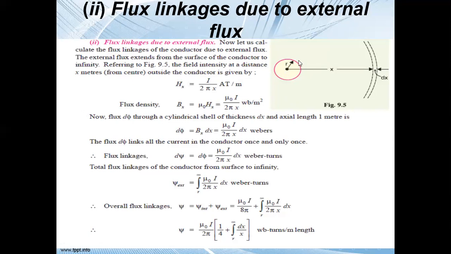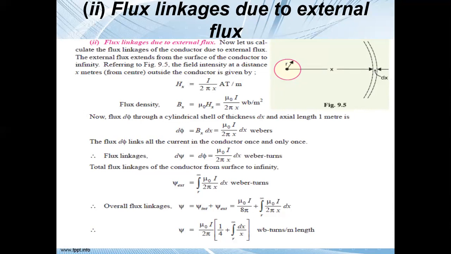a conductor of radius r, and we are considering, let us say, at a distance x, what should be the flux linkage of that particular conductor. So this is the cross-sectional area of the conductor, and the radius of that conductor is r, and at a distance we are considering a section, and we are also considering a differential strip of dx at a distance x.